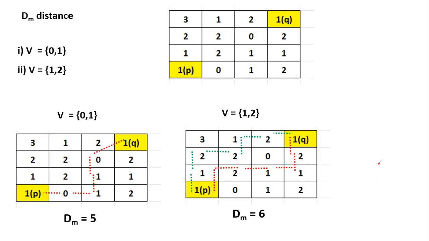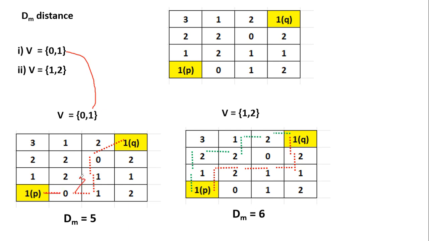Now next we require to calculate the DM distance. So two conditions are given. First V is equal to 0, 1 and next V is equal to 1, 2. So we will calculate first for V equal to 0, 1. So this is the pixel. If we go in this direction, we will get stuck, so we follow this path. Actually when we are implementing, we require to take a lot of precautions when we are moving from source to destination. So now this 0, okay.